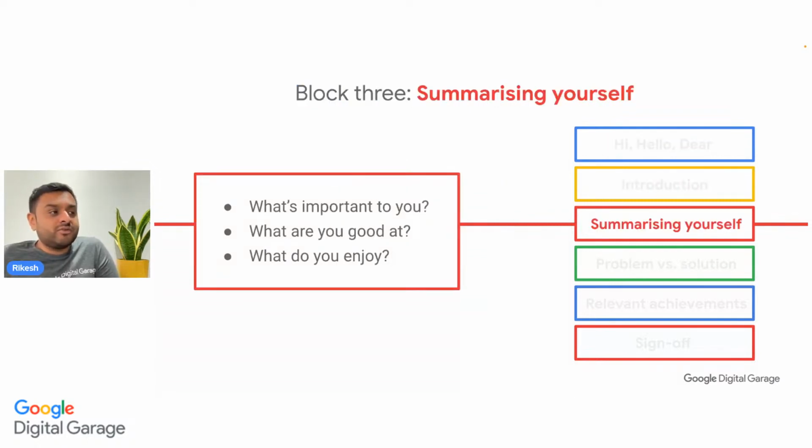We then have a summary paragraph, which is where you summarize yourself. This is what I like to call the power paragraph. You can go in depth and talk about your strengths here. What are you good at? What do you enjoy doing? What do people say that you really have a drive and a passion for as well? So you can answer these questions: what's important to me, what am I good at, what do I enjoy as well?